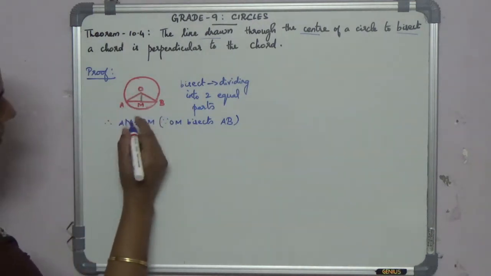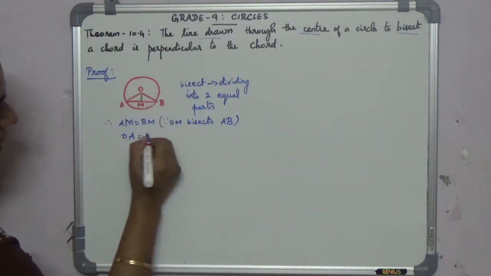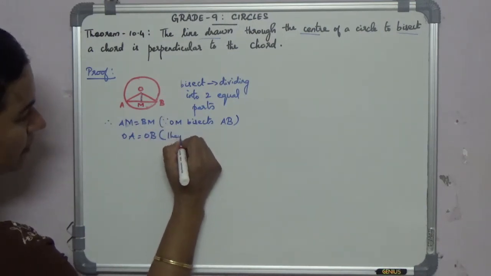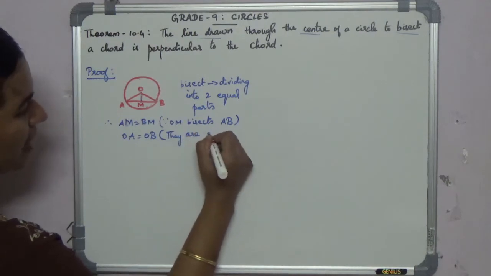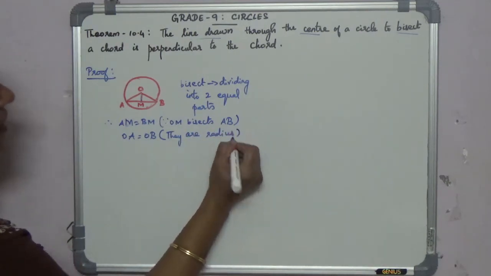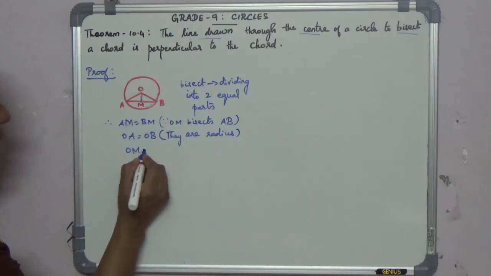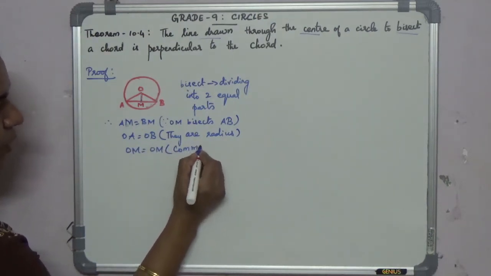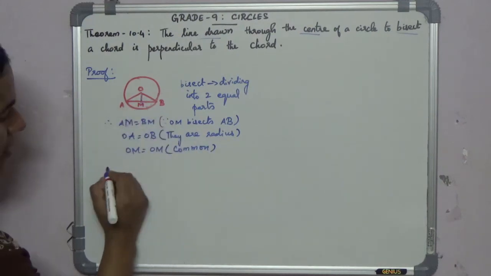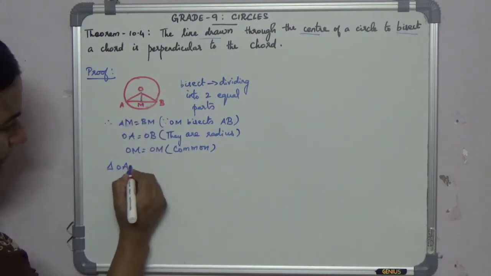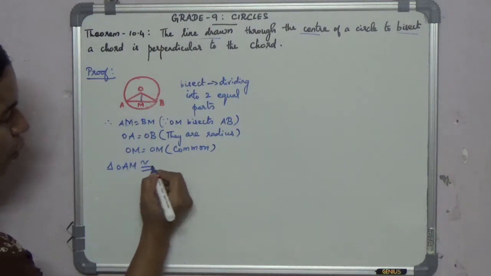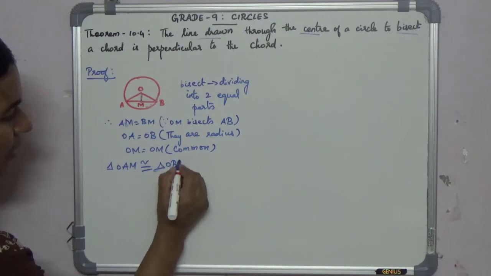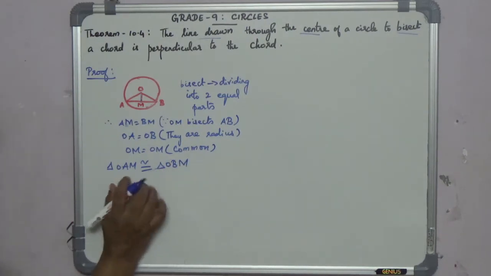Now OA and OB are equal. OA is equal to OB because they are radii of the circle. Now OM is equal to OM, common. So the two triangles, triangle OAM and triangle OBM, are congruent to each other.